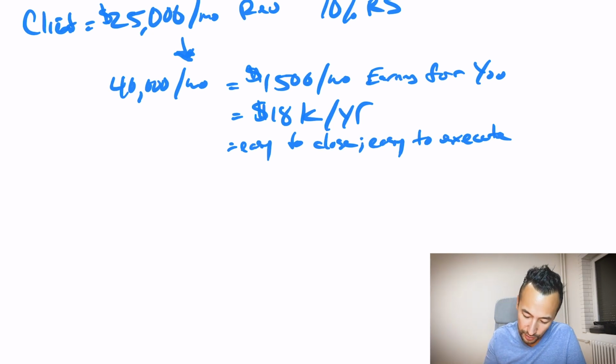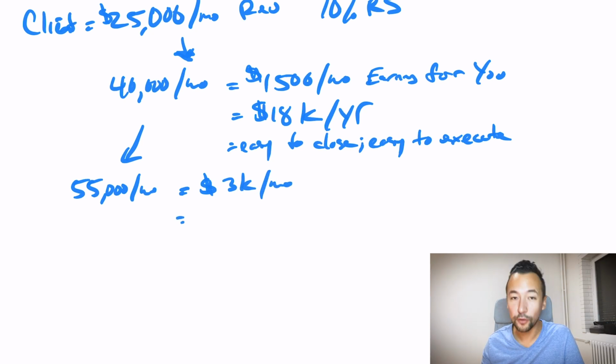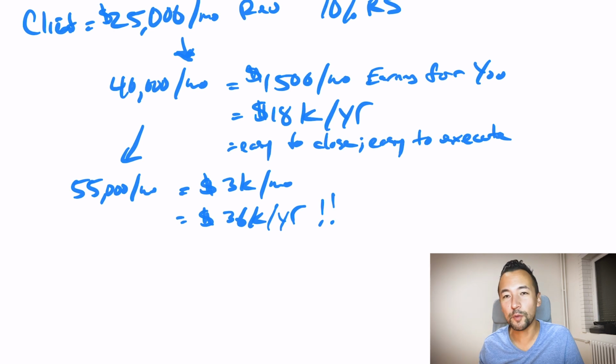And here's the good news. If you get them to 55,000, now suddenly you're making 36,000 a year from this one client. Now you've outperformed the package pay, right? And further, you already built the system. Now you're just doing optimization. Now you're just running Google Optimize A/B split tests.